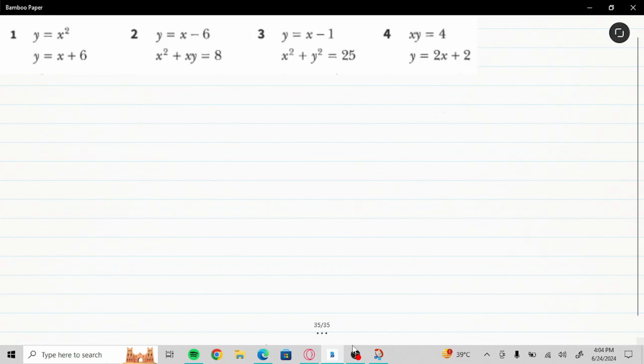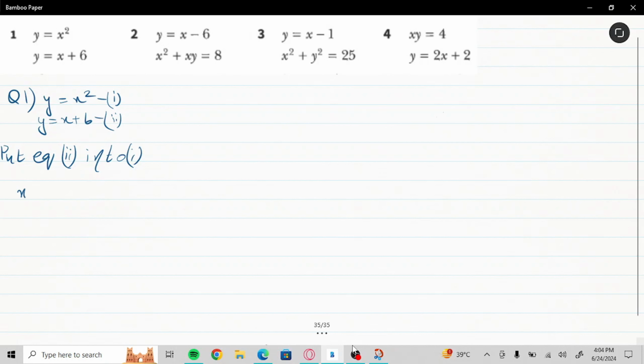Okay, so we are at last at our question solving part. For question one, we have y is equal to x squared as the first equation and y is equal to x plus 6 as the second equation. We label this equation 1 and this equation 2. So we have to put equation 2 into equation 1. So that would be x plus 6 is equal to x squared. We are just replacing the y values. What we do next is x squared minus x minus 6 is equal to 0.